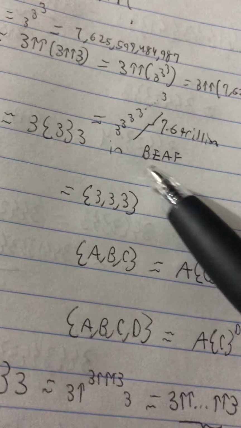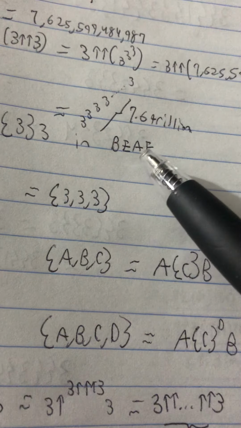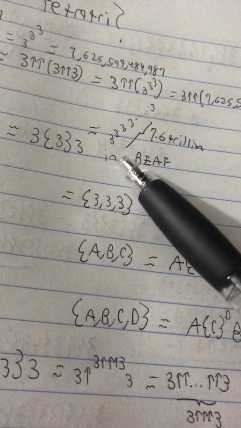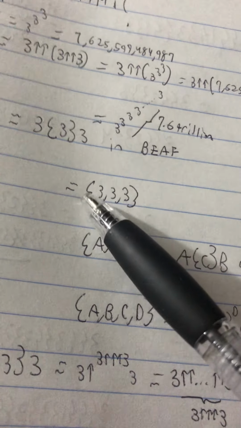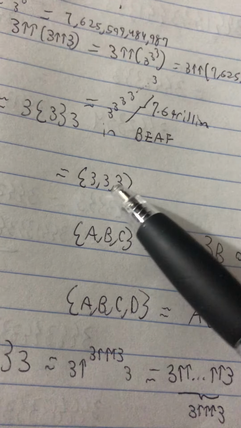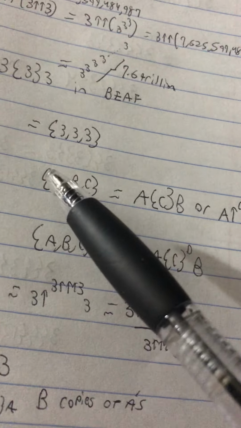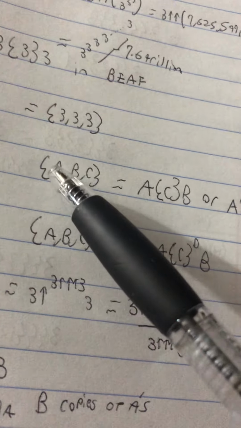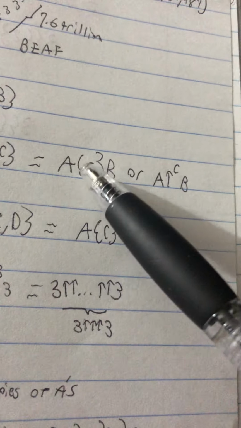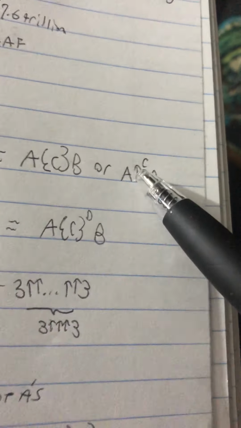So 7.6 trillion 3s are here, and in here 3 triple arrow 3 equals 3 curly bracket 3 curly bracket 3 in BEF, which stands for Bower's exploding array function. This is a very powerful function, and this number can even be written as curly bracket 3 comma 3 comma 3 curly bracket. In here we have curly bracket A comma B comma C. A is the front number, B is the ending number, and C is the number of arrows. So A curly bracket C curly bracket B could be equal to A arrow number arrow C and B.